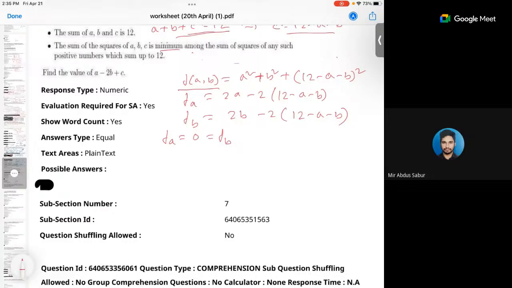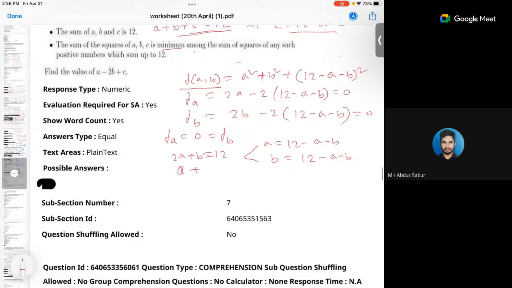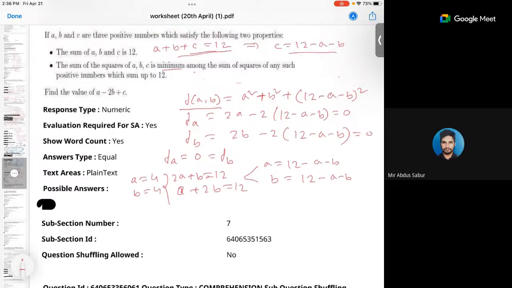So for f_a equal to 0, we get a is equal to 12 minus a minus b. For f_b, you will get b is equal to 12 minus a minus b. Right? Yes, sir. So from these two, you will get 2a plus b is equal to 12, and a plus 2b is equal to 12. Solving these two, you will get a is equal to 4, b is equal to 4. Applying a is equal to 4, b is equal to 4, we get 12 minus 4 minus 4, so it is again 4.